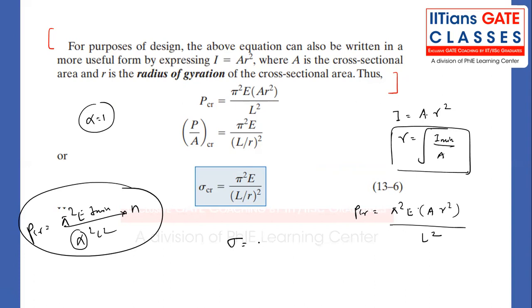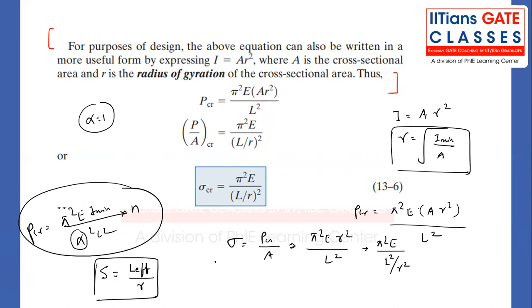Sigma, the critical stress, will be P critical divided by area. So pi square E R square divided by L square, that is, pi square E divided by L square over R square. I'm calling this one term the slenderness ratio, that is nothing but L effective divided by the radius of gyration.